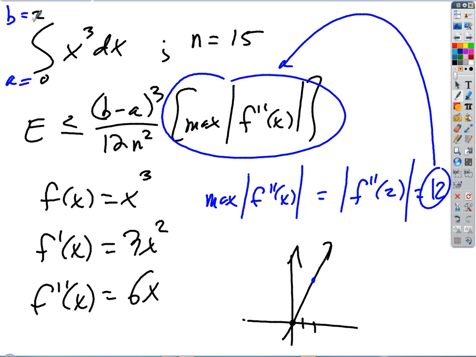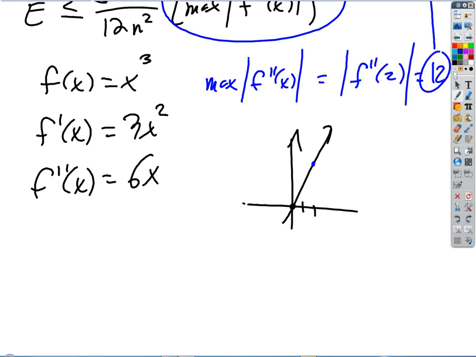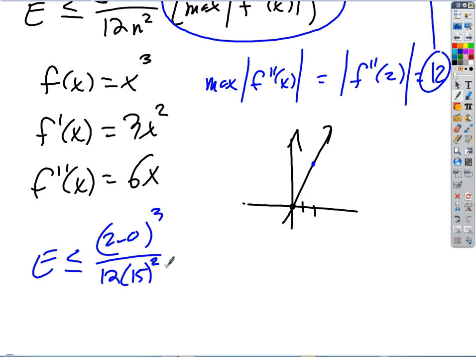And on this one, I'm not going to graph this one because it's so easy, it's a line. But we'll look at another one in a second where we'll just use the graph to do this instead. So we got 12 for this, and these numbers are pretty straightforward. N is 15, B is 2, A is 0, sorry. So I can plug those in and get my error pretty easily from this one. Right, so we get our error is going to be less than or equal to (2 minus 0) cubed over 12 times 15 squared times 12.